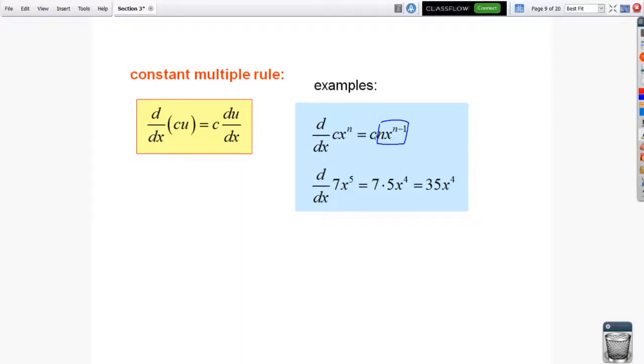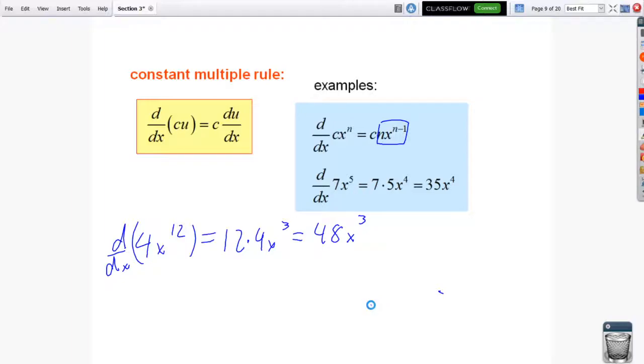The derivative of 7x to the 5th is 7 times 5, x to the 4th. The derivative of 4x to the 12th is going to be 12 times 4x cubed, or just 48x cubed. And I know some of you are big into showing as little work as possible. This is an easy problem. If I was doing this problem, I would go from 4x to the 12th to 48x cubed. You do not have to show me that you're doing 12 times 4. I trust that you know how to do 12 times 4.